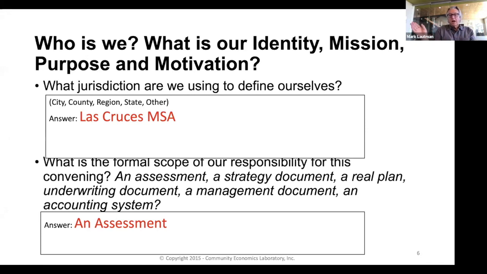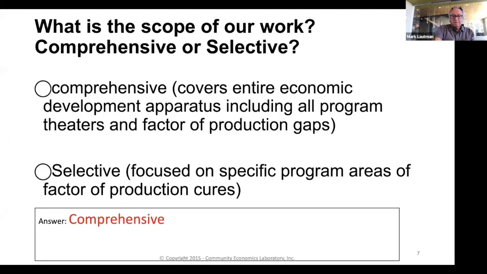A lot of times, some people think they're writing a planning document. Some people think they're just doing an assessment. Some people think you're just having a conversation. We found that you have to be explicit about this stuff. Scope of work: this one's comprehensive, covering the entire economic development apparatus, including service sector, economic base, program theaters, and all the factor production gap issues.